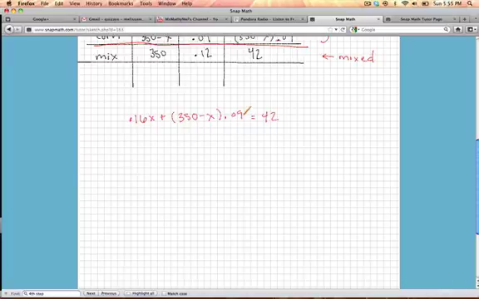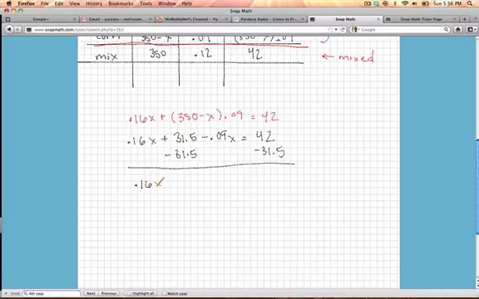We need to distribute the 0.09, and when we do that, we'll get 0.16x plus 350 times 0.09, which is 31.5, minus 0.09x is equal to 42. Let's subtract 31.5 from both sides. When we add that down, we'll get 0.16x minus 0.09x. 42 minus 31.5 is 10.5.